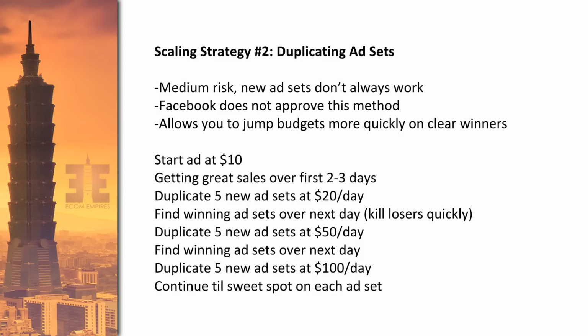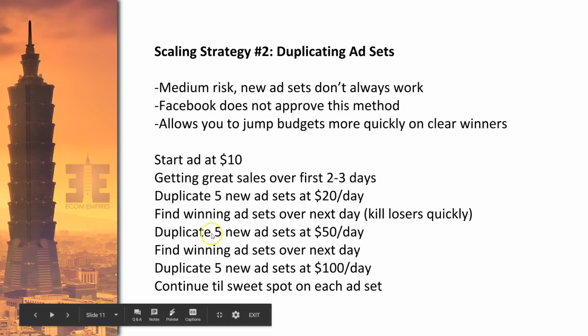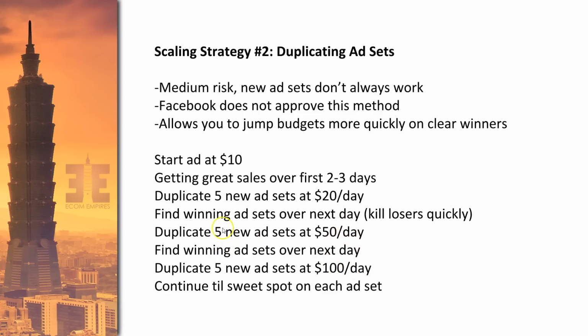And you could always duplicate out more ad sets at the existing budget just to cover more ground, right? So if I find that $50 a day is the sweet spot here, I don't need to duplicate to $100 a day necessarily. I could duplicate 5 new ad sets at $50 a day again, and just have a lot of ad sets running at $50 a day, and then just let them run and keep them consistent.